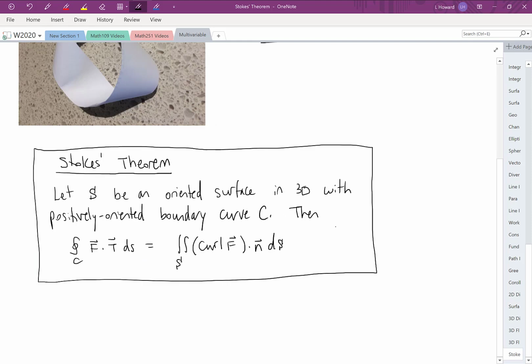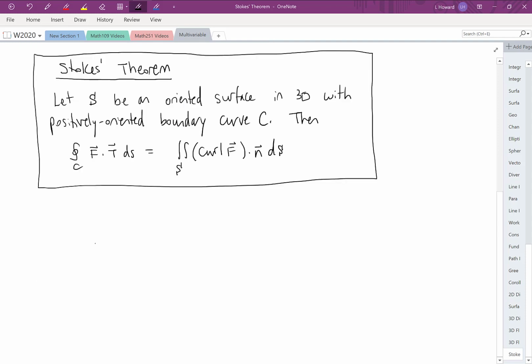Here's the statement of Stokes' theorem. We'll let S be an oriented surface in 3D with positively oriented boundary curve C. Then the line integral around C of F dot T ds is equal to the surface integral over our surface S of the curl of our vector field dotted with n dS.